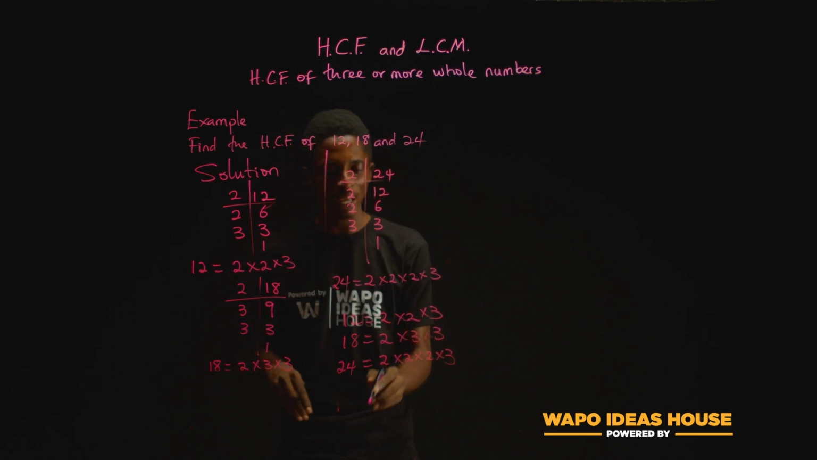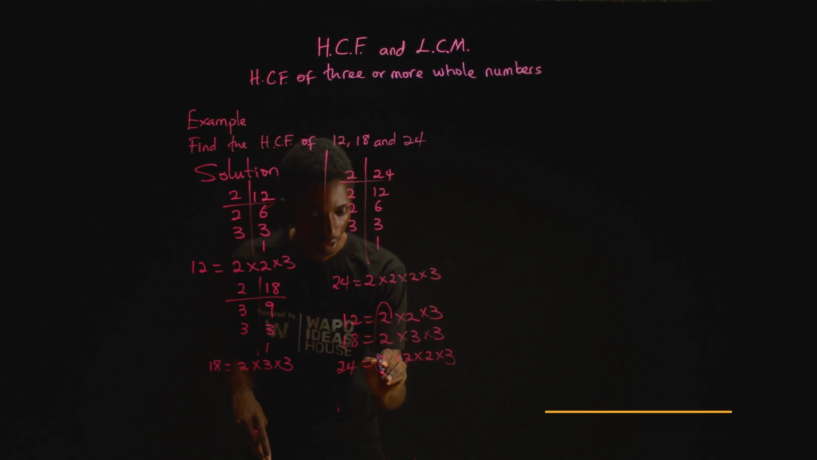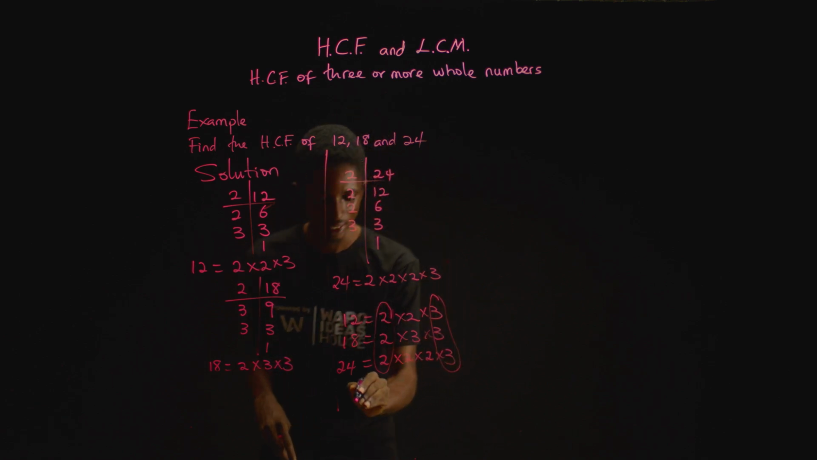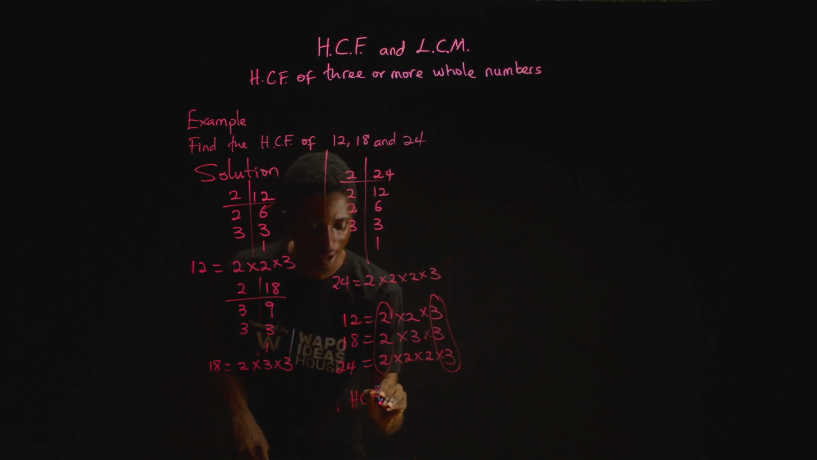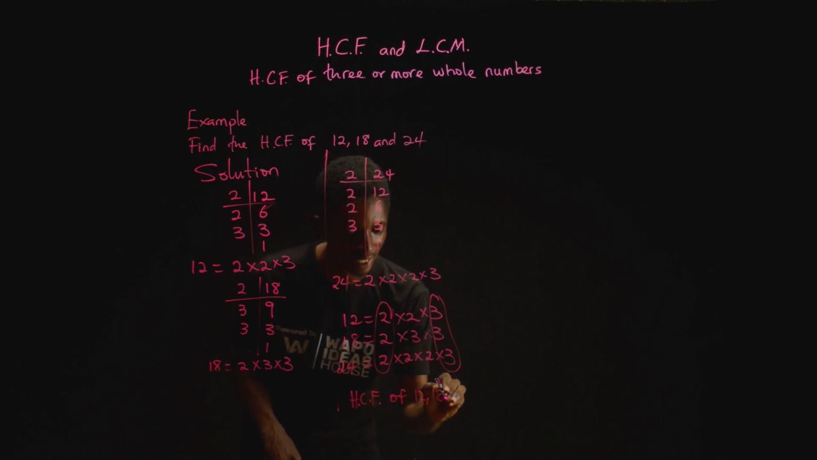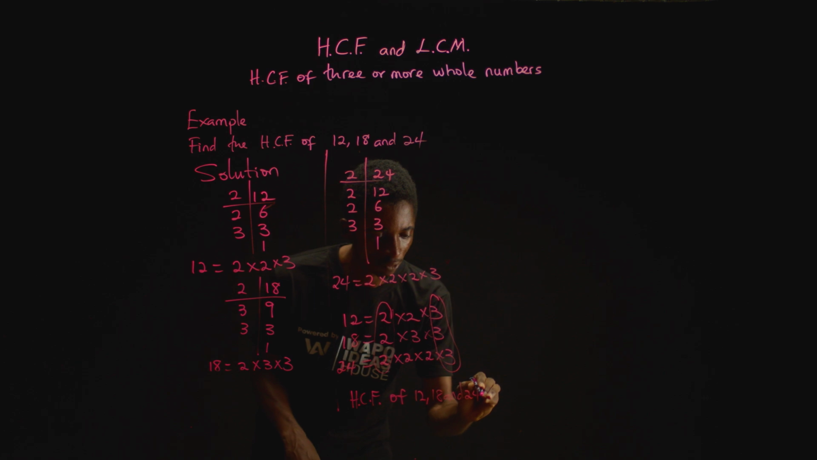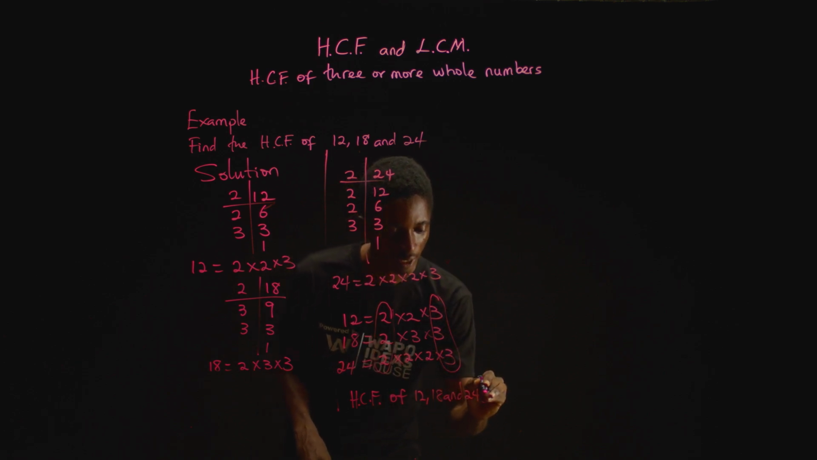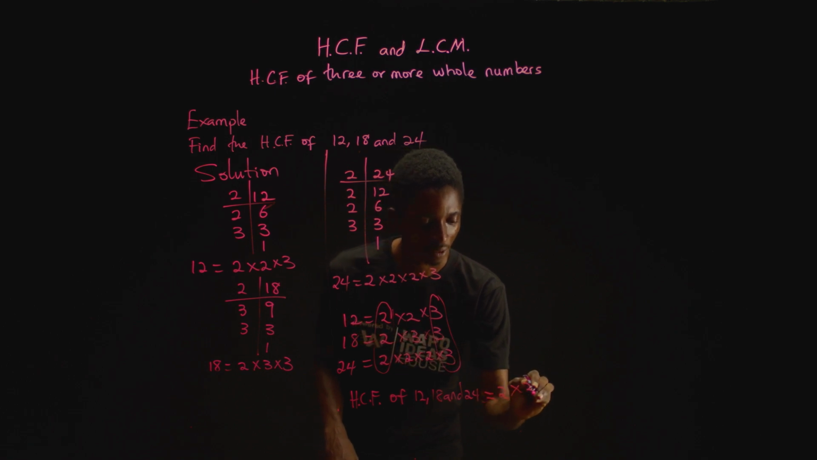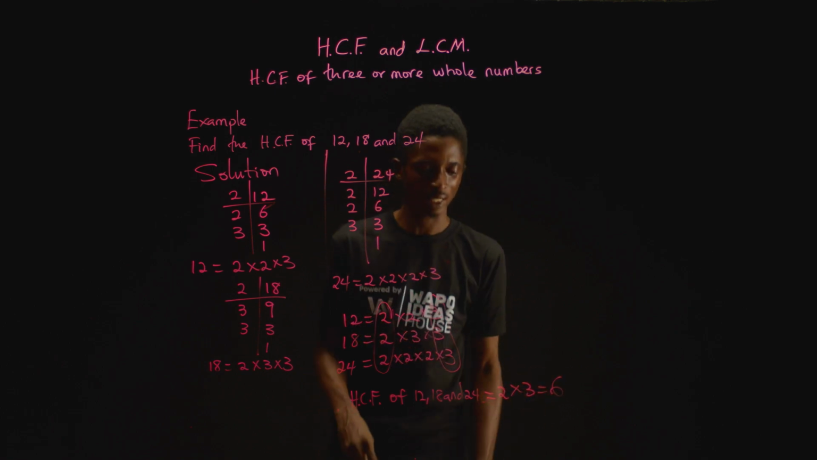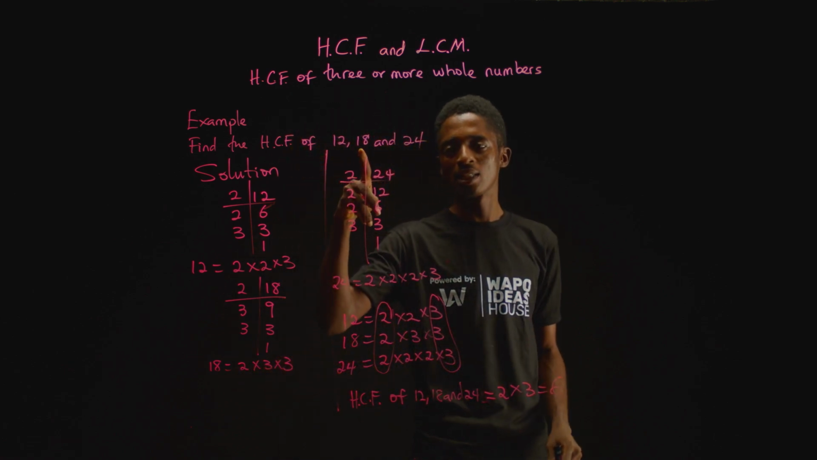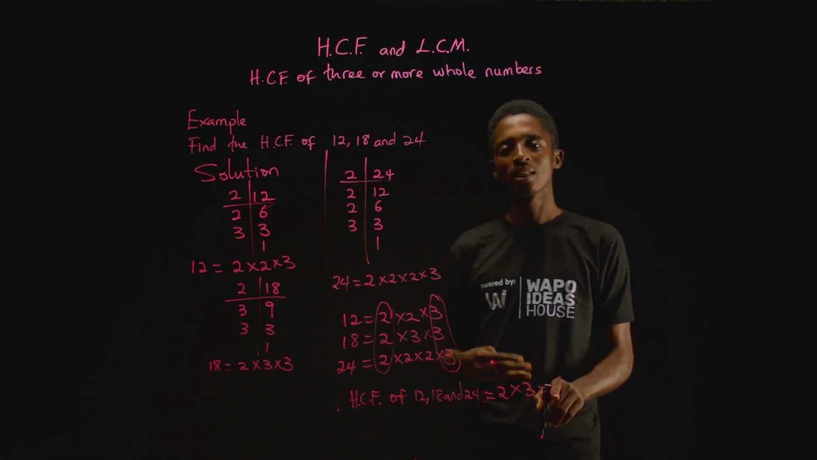Now, of all of these, what they have in common, we have 2's and then 3's. That is HCF of 12, 18, and 24 equals 2 times 3, which will give us 6. That is the highest common factor of 12, 18, and 24 is 6.